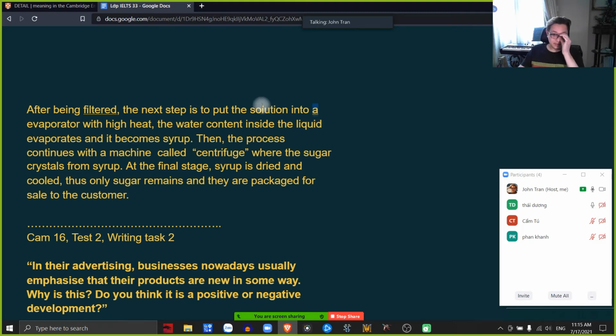Into an evaporator with high heat. The water content inside the liquid evaporates and it becomes syrup.